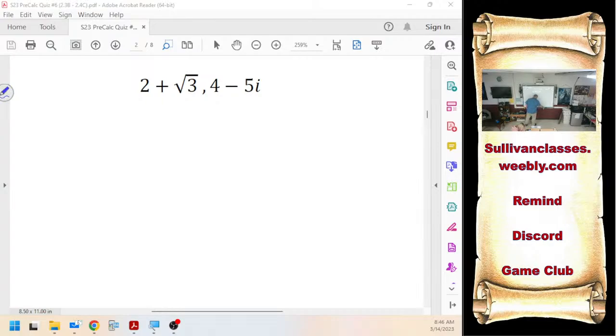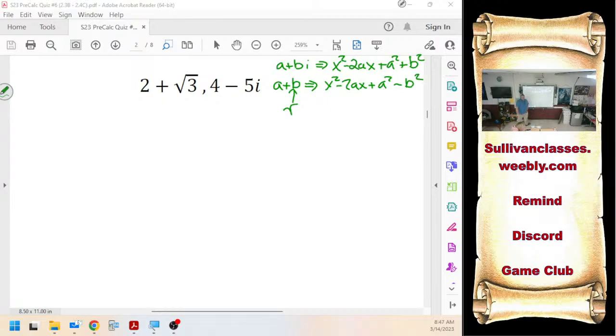So, we'll write those cheaters down again if you need them. If I have a plus bi, x squared minus 2ax plus a squared plus b squared. If I have a plus b, where b is some form of square root, then it's x squared minus 2ax plus a squared minus b squared. Because at the very, very, very end of the distribution, you won't have an i squared to change that sign.